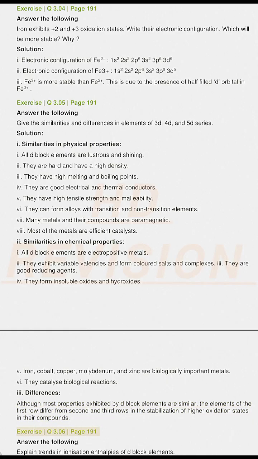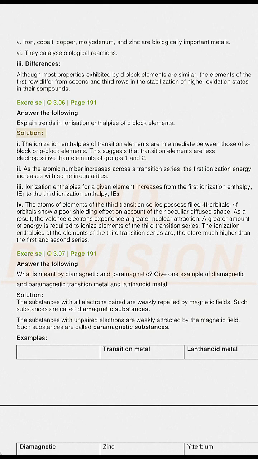Exercise Q 3.06, page 191. Answer the following. Explain trends in ionization enthalpies of d block elements. Solution. 1. The ionization enthalpies of transition elements are intermediate between those of s block or p block elements. This suggests that transition elements are less electropositive than elements of groups 1 and 2.